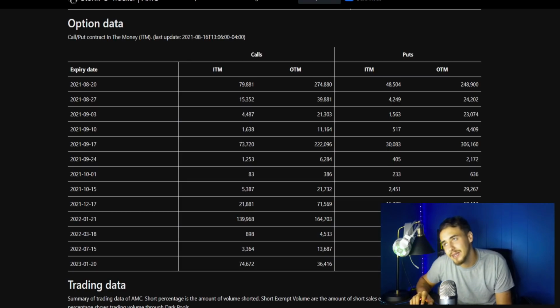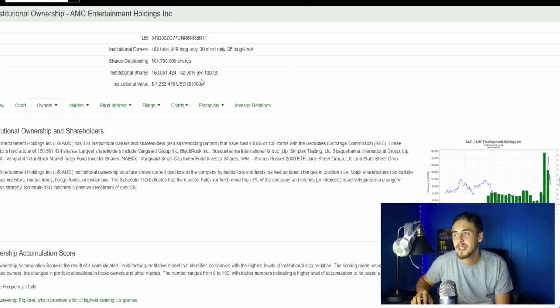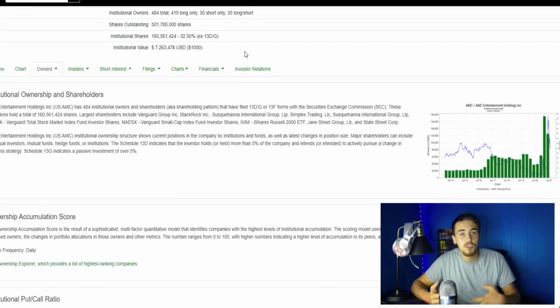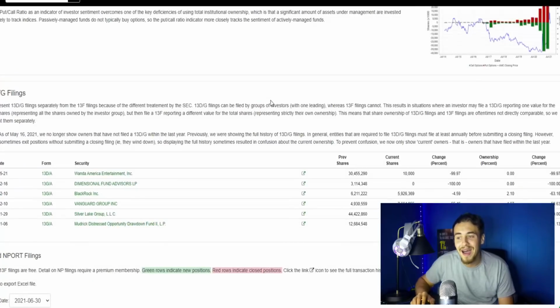Now, the Fintel data, guys, this is very interesting. The institutional shares, since we are getting more of these filings, the ownership is at 32% of AMC shares. Institutional shares at 160,561,424 shares. So definitely looking very bullish overall. From just about a week ago, we were only being reflected about a 27.5% ownership by institutions. Now at 32%, obviously situation looking very bullish, but there is no Citadel on this whole entire list.